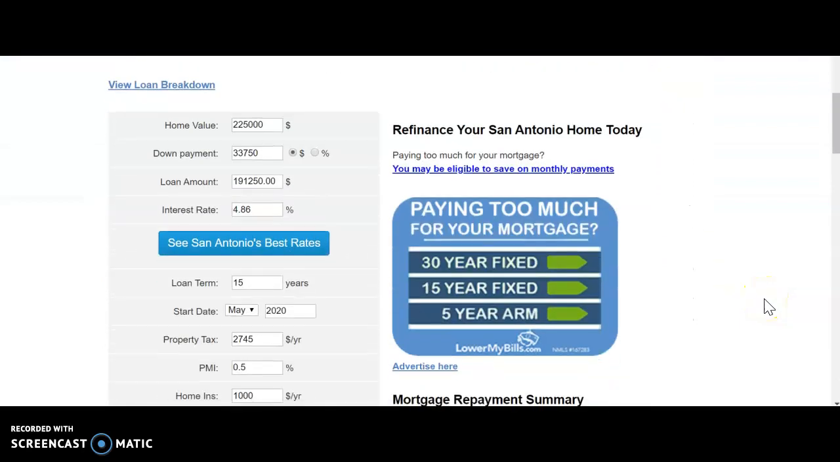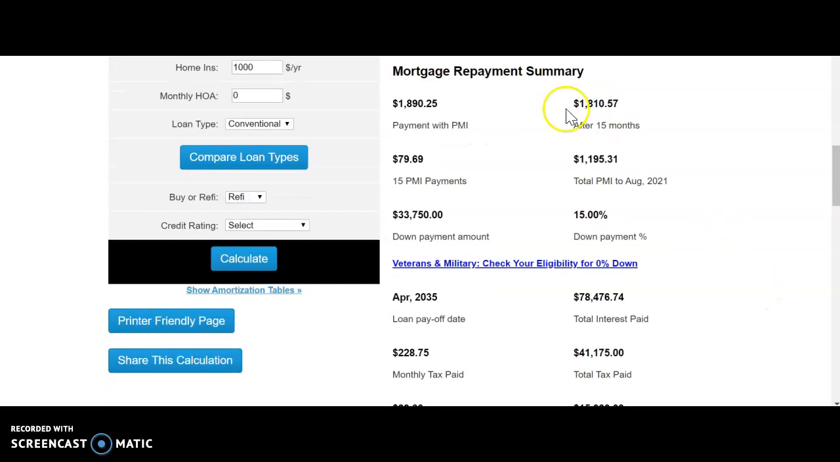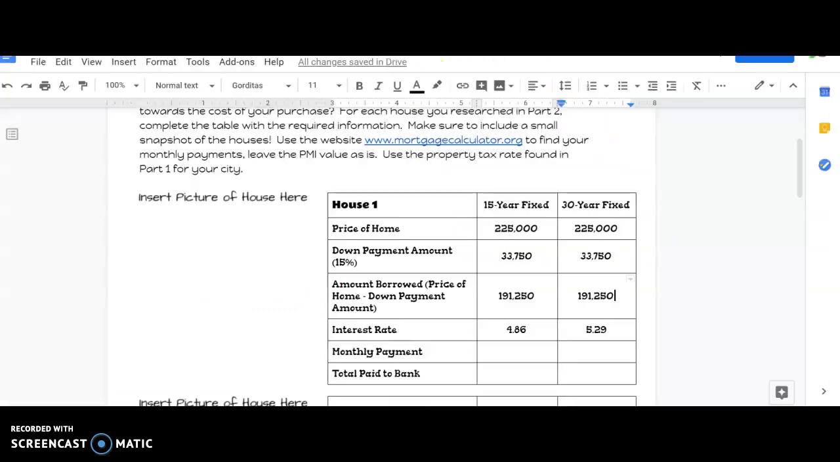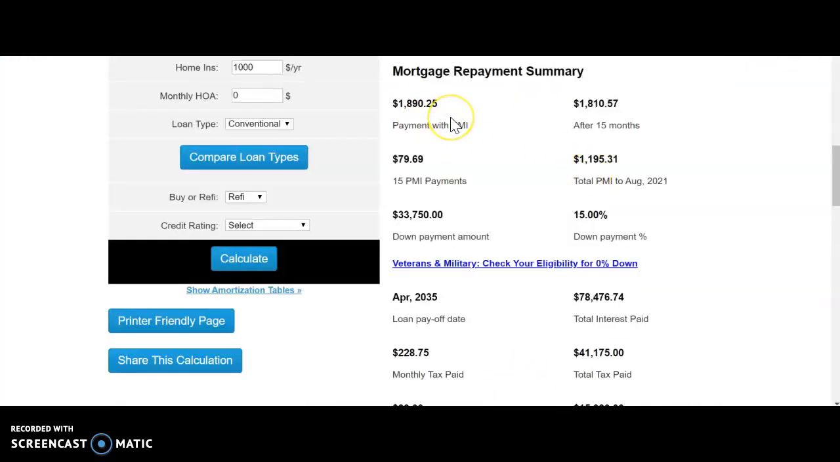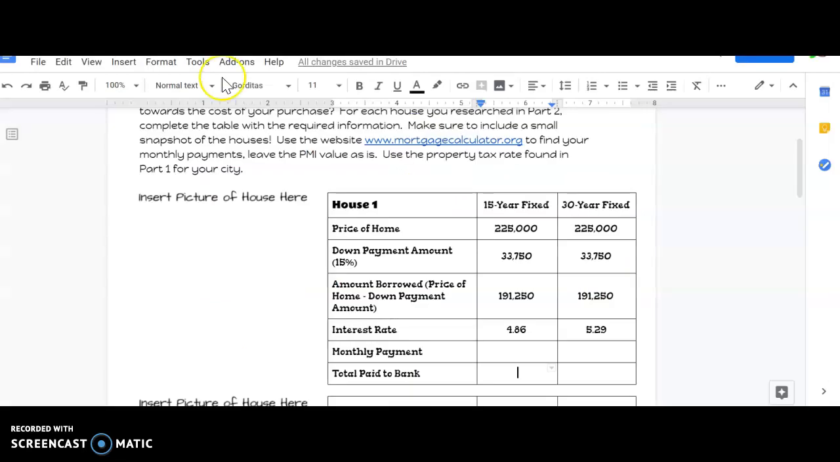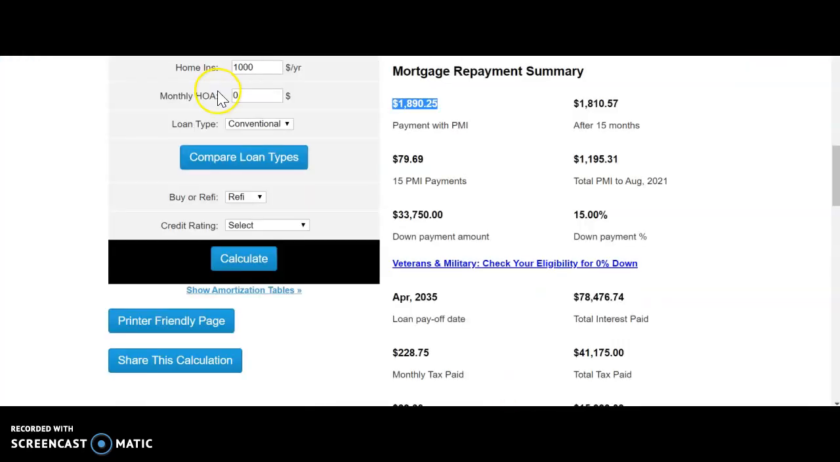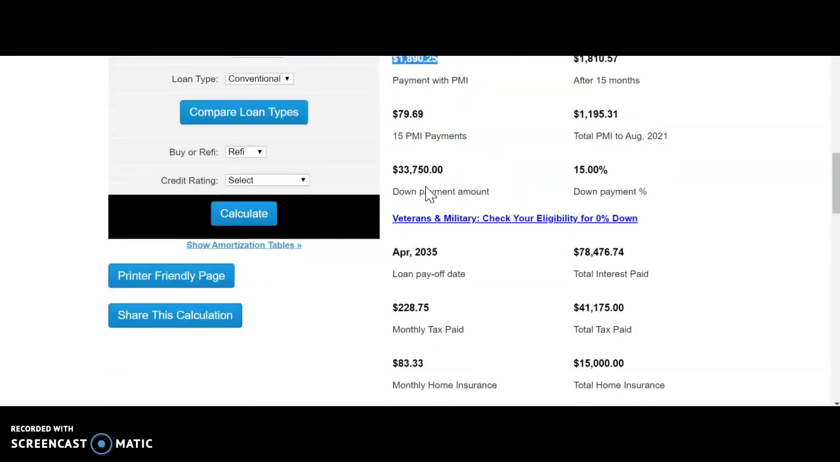And the part that is interesting to us is this piece right here, mortgage repayment summary. So we want to know our monthly payment and our total paid to the bank. So our monthly payment is going to be $1,890.25. But remember, the total paid to the bank is going to be with all of your interest. So it was for 15 years, right? Do we put that in correctly? Yes.